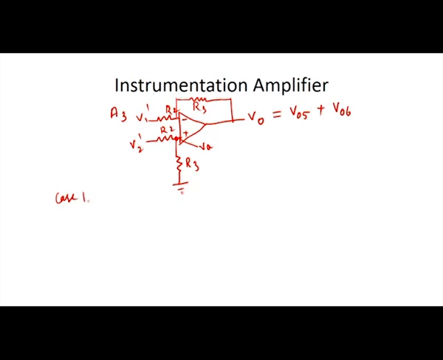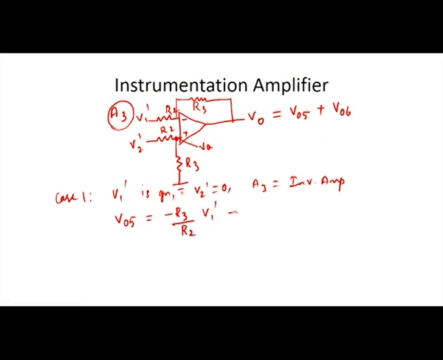So, case 1, when V1 dash is alone given, V2 dash is 0, and A3 is an inverting amplifier. Because V1 dash is given to the negative terminal and the positive terminal is 0, the amplifier A3 is now acting as an inverting amplifier. We know the gain of the inverting amplifier is minus RF by RI. So, in this case the output voltage V0 5 is given as minus R3 by R2 into the input voltage V1 dash.